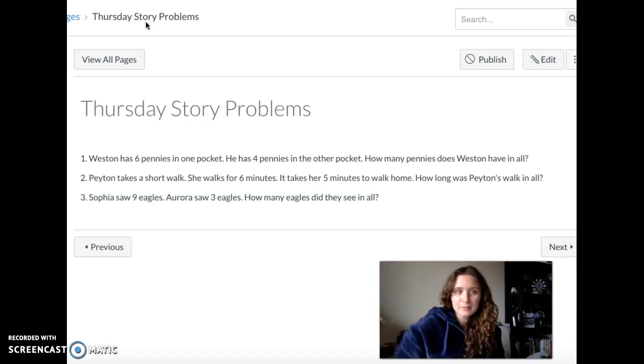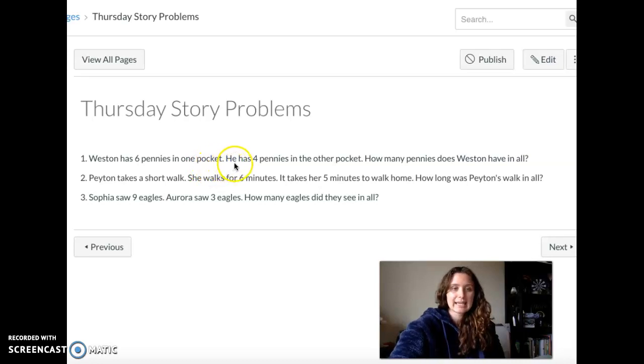So story problem number 1. Weston has 6 pennies in one pocket. He has 4 pennies in the other pocket. How many pennies does Weston have in all? So that's question number 1.